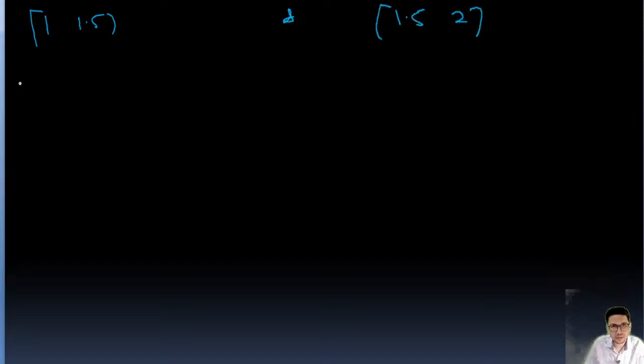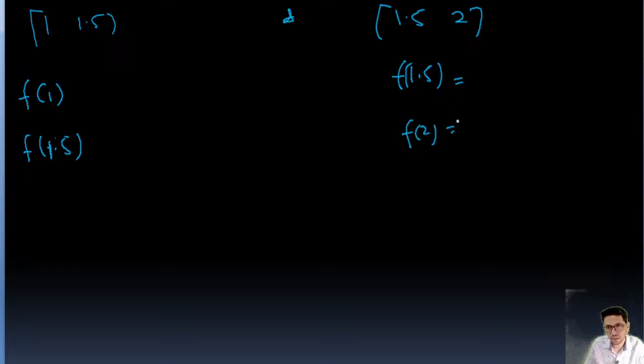We'll check here again F1 and F1.5. We'll check it, okay? And also here we'll check F1.5 and F2. If this pair is going to give opposite sign, then we'll consider this. If this gives opposite sign, then we'll consider this. Okay, so we'll find F1.